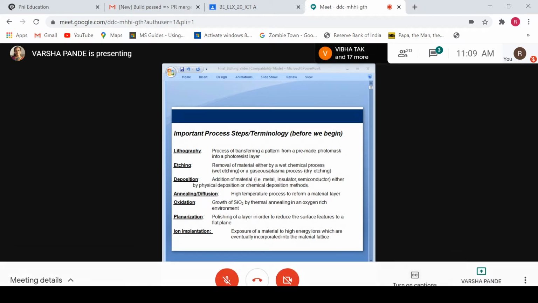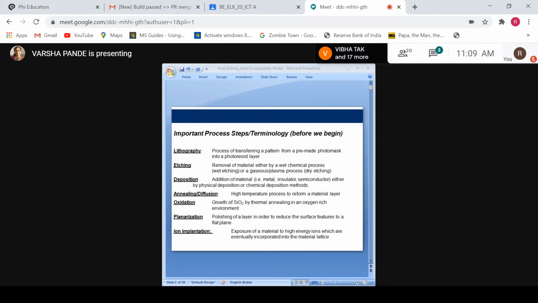Then annealing. Annealing is needed because sometimes the crystalline structure may get damaged when we are doing diffusion. Due to that heat, the substrate crystalline structure gets damaged, and to make it crystalline again, we have to use the annealing process. Annealing means heating of that substrate at 400 to 500 degrees centigrade for near about half an hour. Then oxidation is growth of silicon dioxide. Again, oxidation processes we have seen; oxidation is nothing but deposition of silicon dioxide.